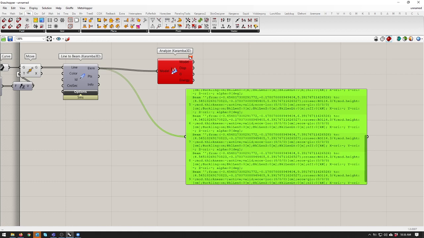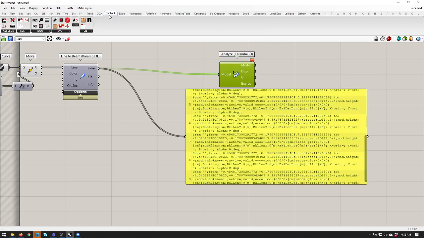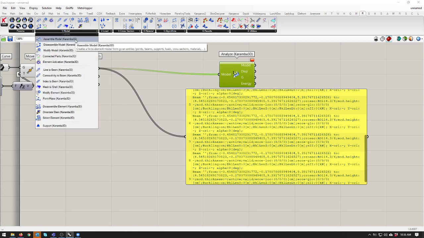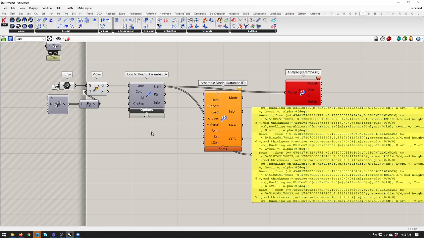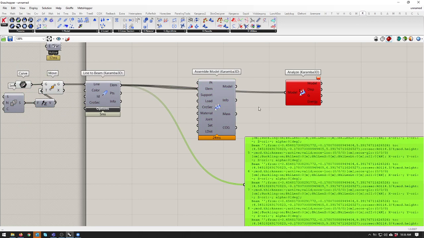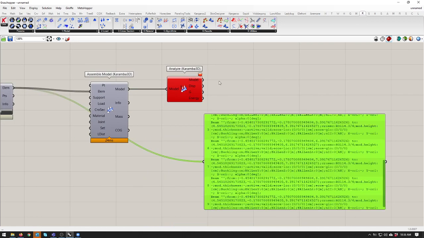It's not going to work. Whoops. We've got to build a model. It's going to complain for multiple reasons. We've got to build a model. How do we assemble a model? Okay, so you create elements, you put those elements into a model, you then analyze that model, and now we're getting the right error.